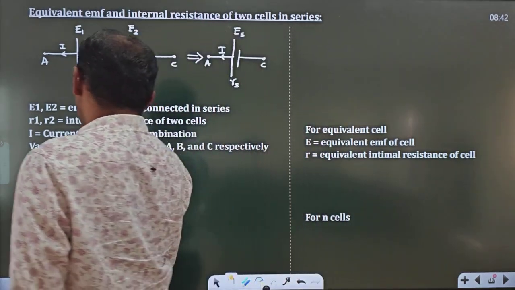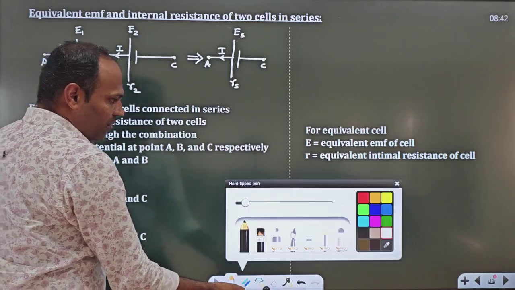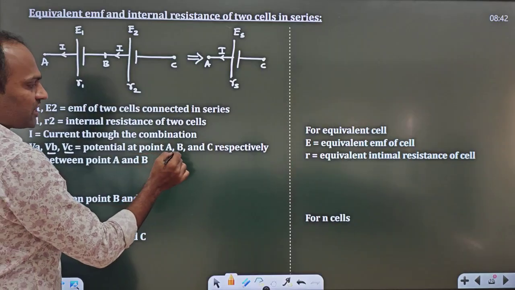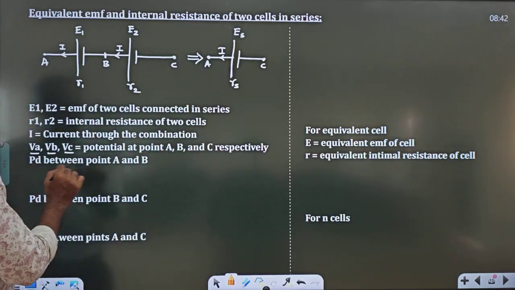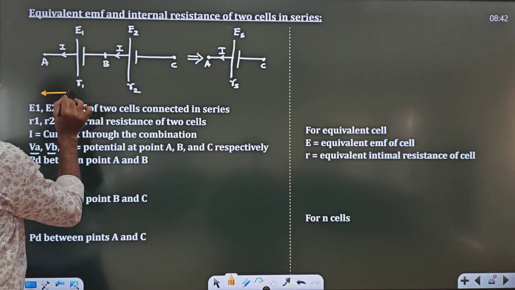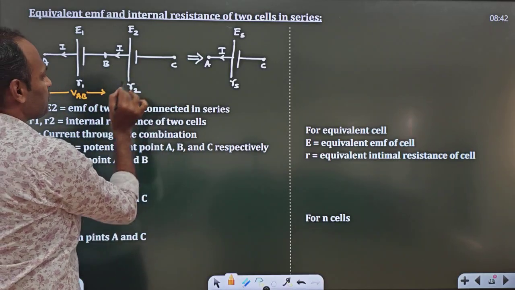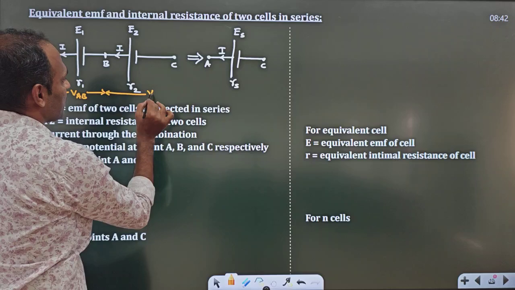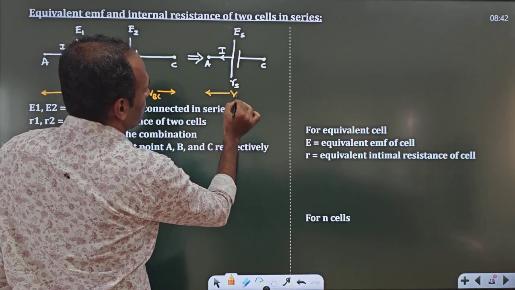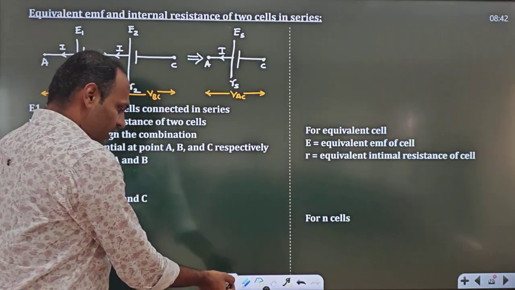Okay, now see, here we have to name three more terms: VA, VB, VC. Okay, now what is VA? VA means potential at point A, potential at point B, potential at point C respectively. Potential difference between A and B. See, this is point A, this is point B. So the potential difference between A and B is written as VAB. This is point B, this is point C. The potential difference between these two is written as VBC, right? VBC. And the potential difference between these 2 points I will write it as VAC. This is written as VAC. Correct? Okay, now let us go on writing.